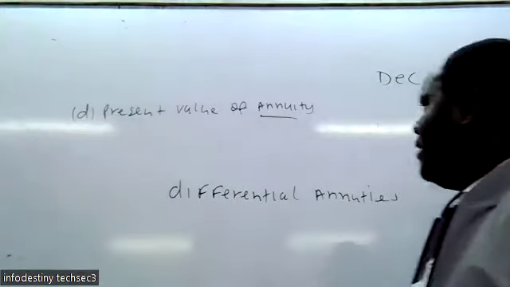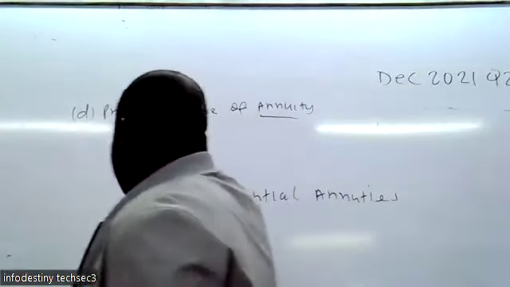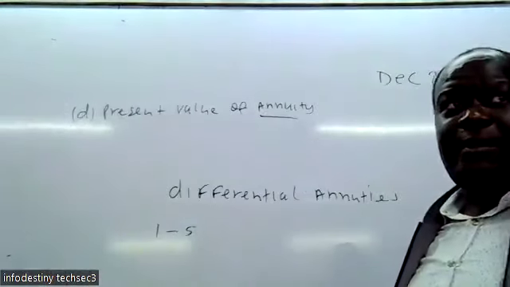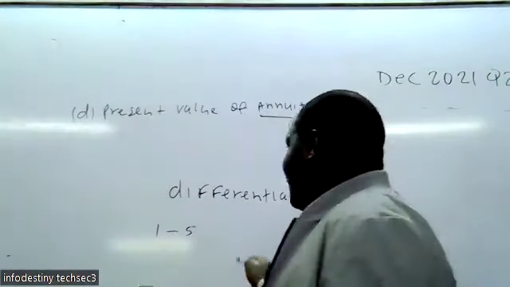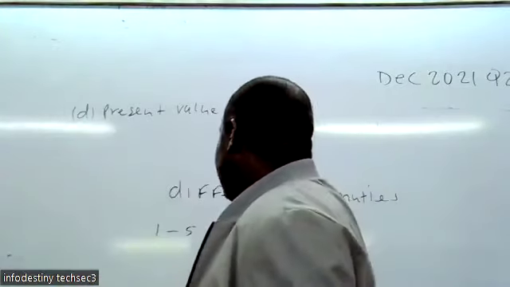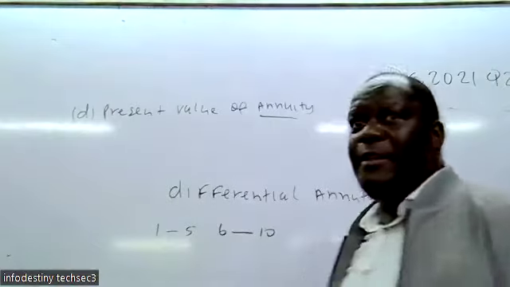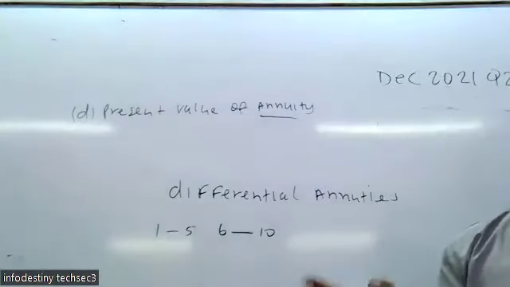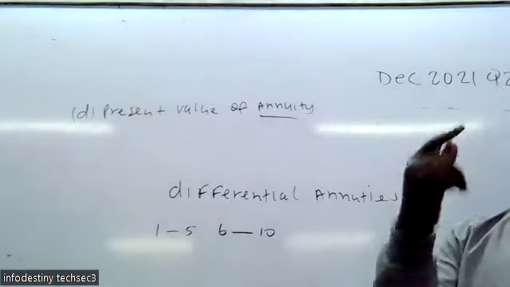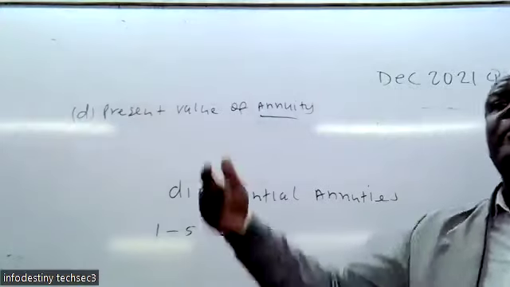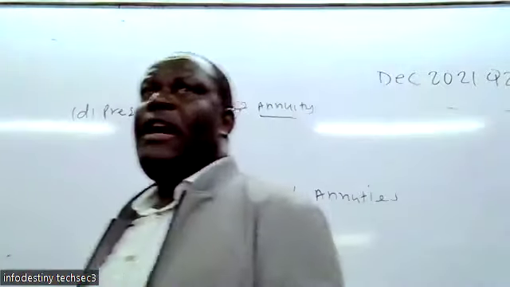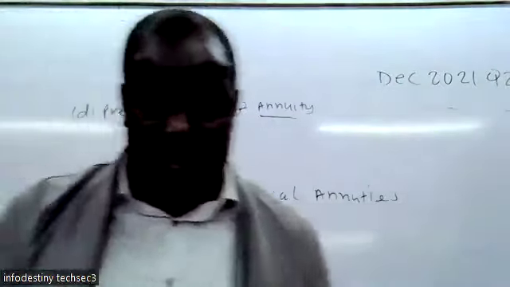So this kind of annuity, let's say from year 1 up to year 5, the cash flows are the same. Then from year 6, it changed. But after it has changed, it again remained the same, let's say up to year 10. Those kinds of annuity, we refer to them as differential annuities. So we shall see how now to get the present value for that.